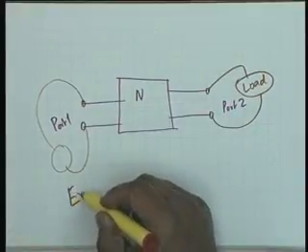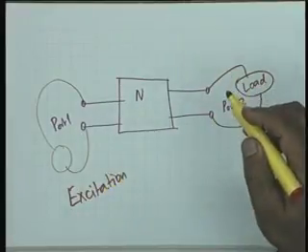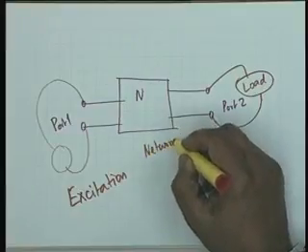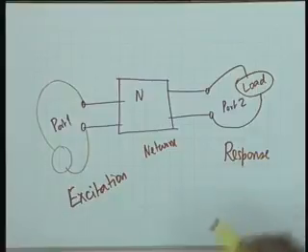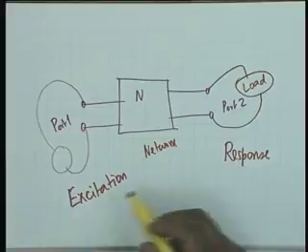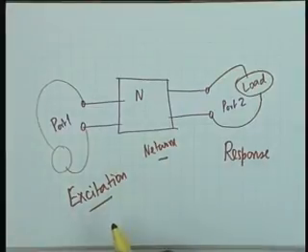So, in order that a network is useful, there are 3 components: excitation, then network, and finally response. There are 3 components which are essential in order that a network or a circuit be useful. And the problem of analysis is that if the excitation and the network are given, to find out the response.